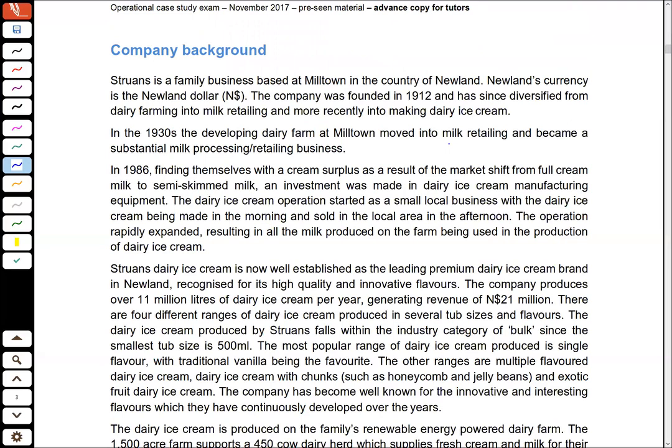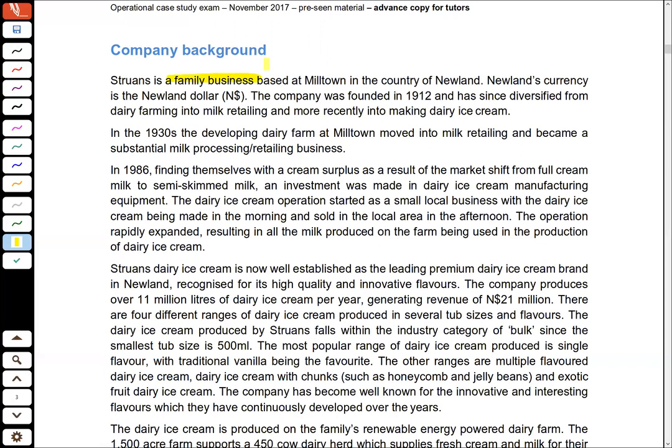Okay, so the company of Struans then, well, they are a family-based business, aren't they? Okay, and I always think that's quite nice when we have a company that is kind of organically grown from the family. You know, generally speaking, those businesses are going to have very high passion, aren't they? Because they've built it up for themselves.